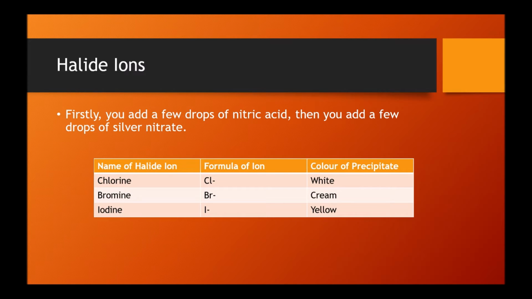And then for halide ions, you firstly add some nitric acid, then you add some silver nitrate, and then this is chlorine, bromine, and iodine. This is white, cream, and yellow. And you can remember it as milk, cream, butter.